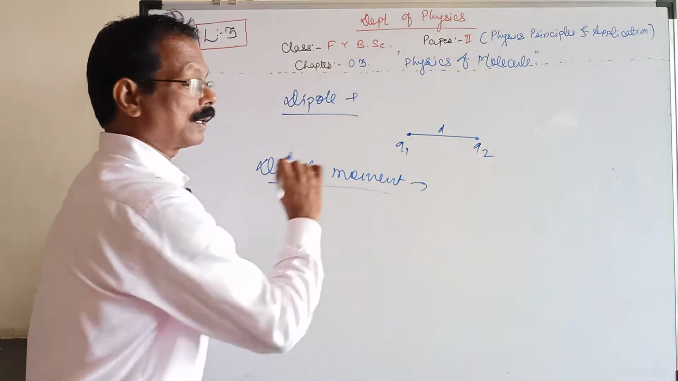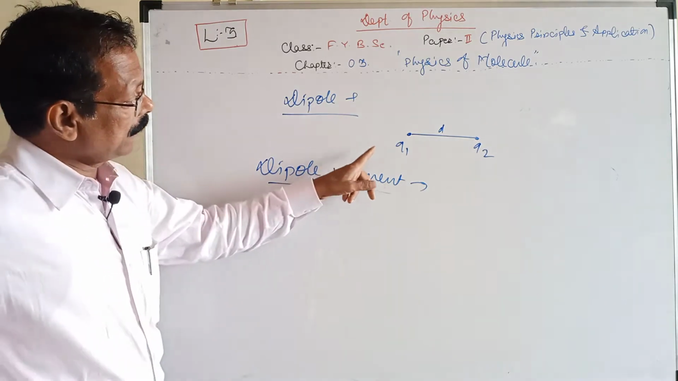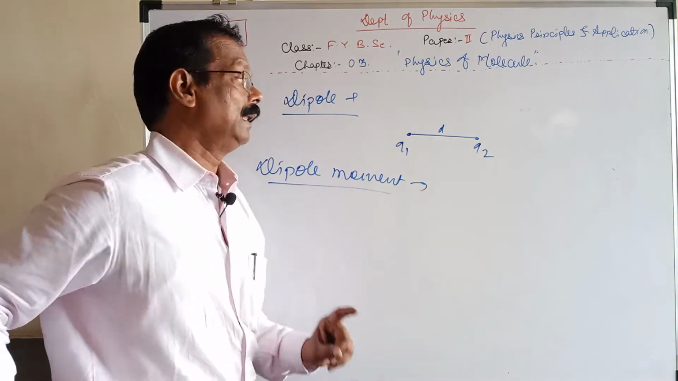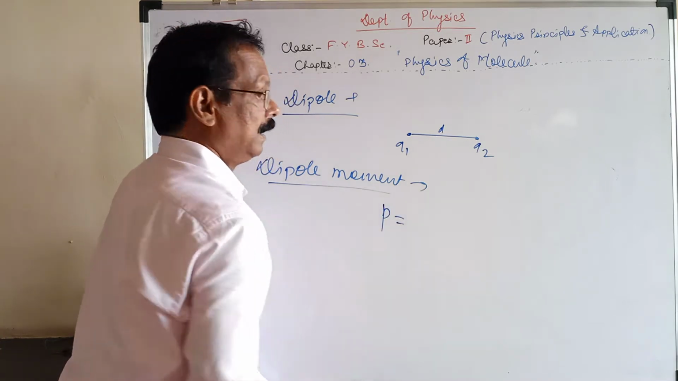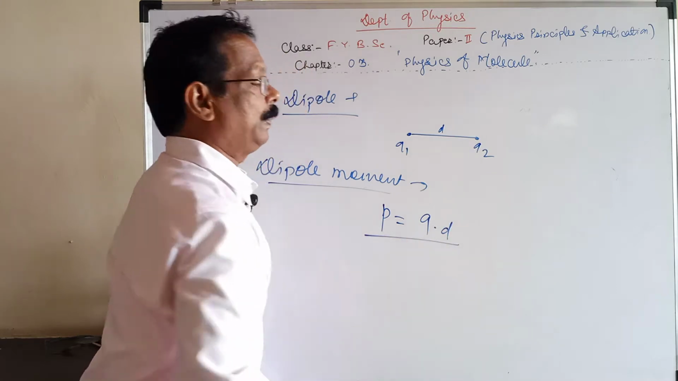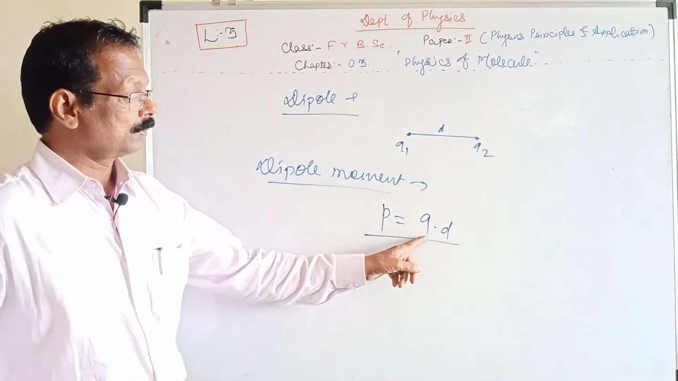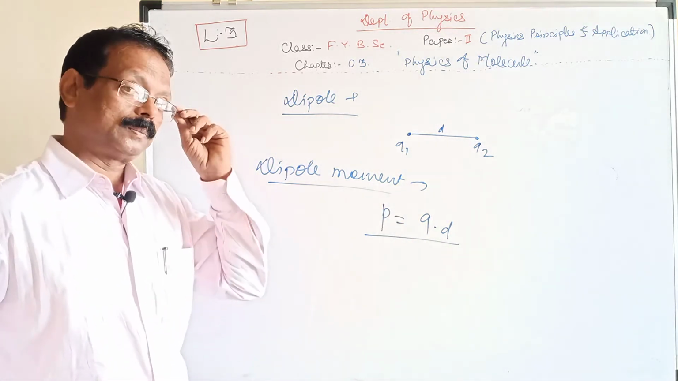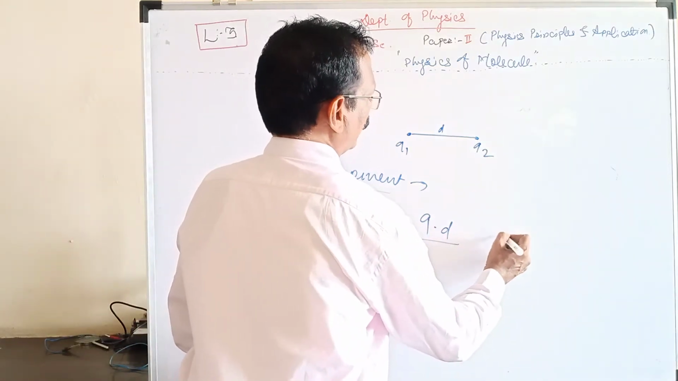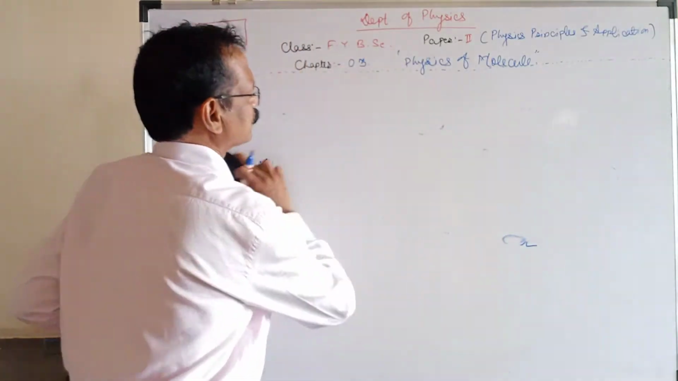Remember, it is part of electromagnetics, but it is applicable here also. We know that two equal and opposite charges separated by some finite distance d form a dipole. The dipole moment is denoted by small p. It is the product of the magnitude of either charge and the distance between them. So p is equal to q times d. It is nothing but the dipole moment. Its unit is coulomb meter.